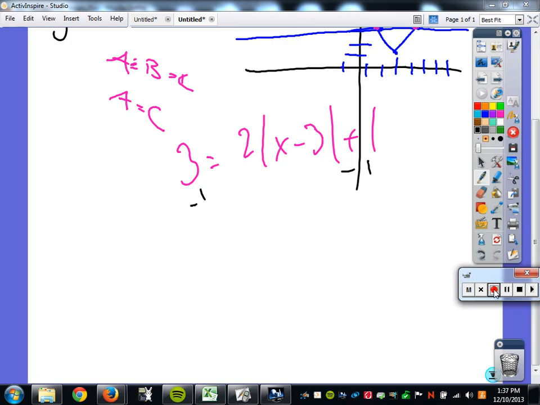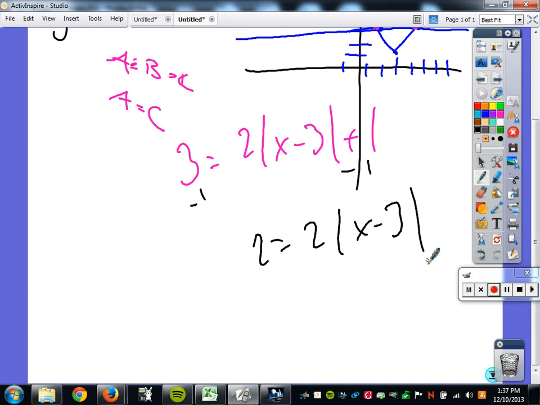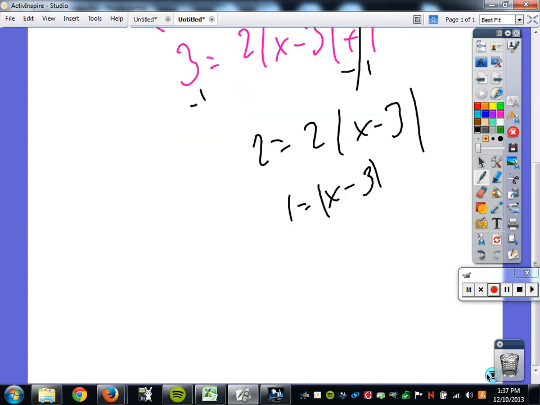Oops, record. So 2 equals 2 times the absolute value of x minus 3. Now what? Divide by 2. So 1 equals the absolute value of x minus 3. Now what? Nope, we can't do that yet. We got to set it into our two equations, right? Because what distance gives me a value of 1? 1 and negative 1, right? Does that make sense to everyone?